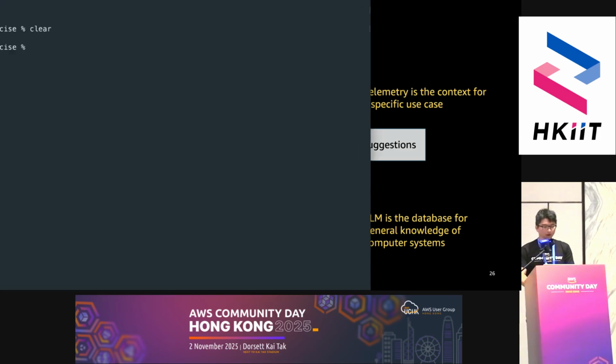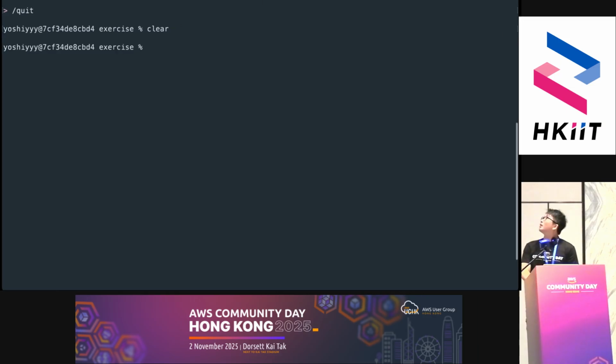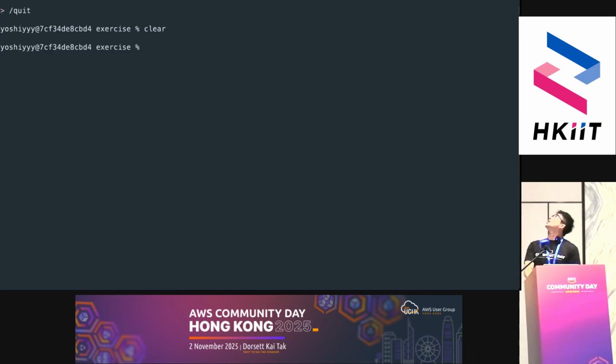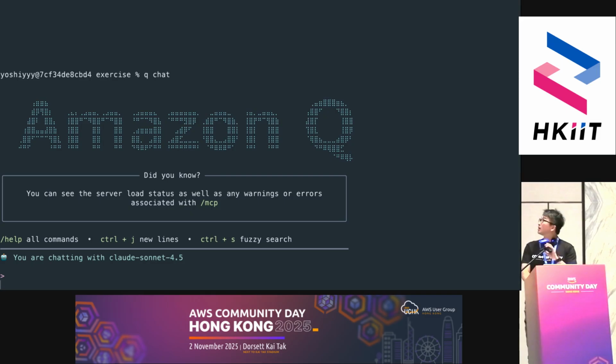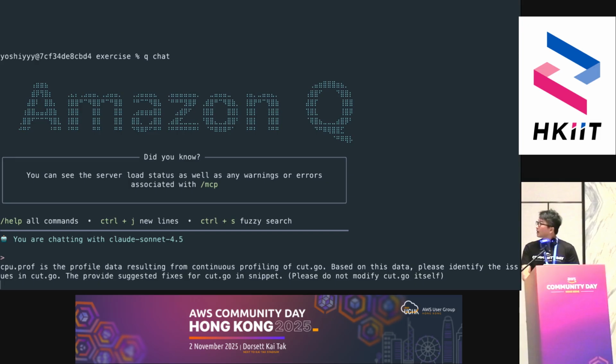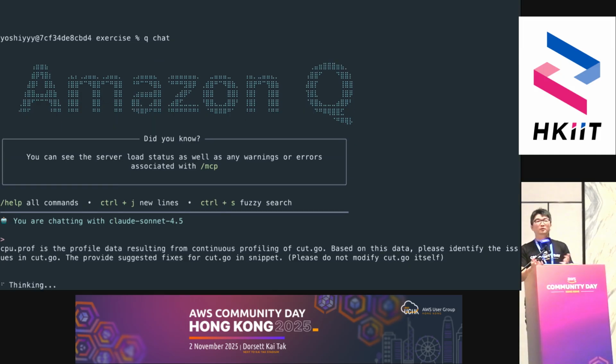Okay, so now, is this working? Okay. Because I'm an AWS employee, I use Amazon Q Developer here. And then you can ask, hey, please analyze the profile data along with this source code to identify the performance issue in the program.